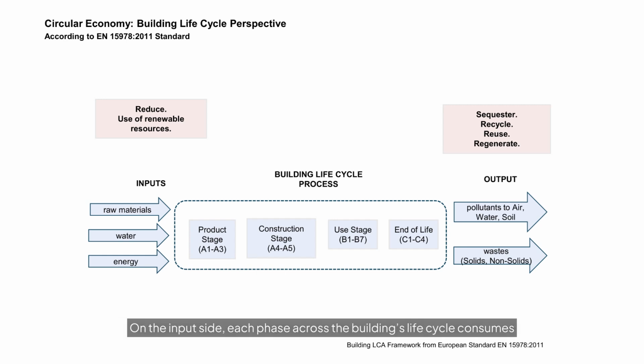On the input side, each phase across the building's life cycle consumes vast amounts of raw materials, energy, and water over their lifetime. On the output side, each phase across the building's life cycle results in emissions and pollutants to air, water, and soil, as well as solid and liquid waste. The European standard EN 15978/2011 provides a structured framework for assessing these life cycle stages of buildings.